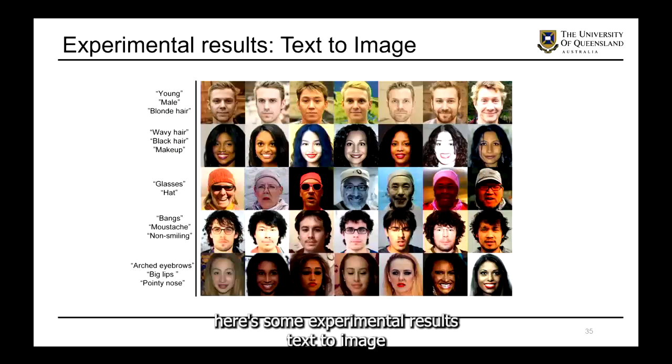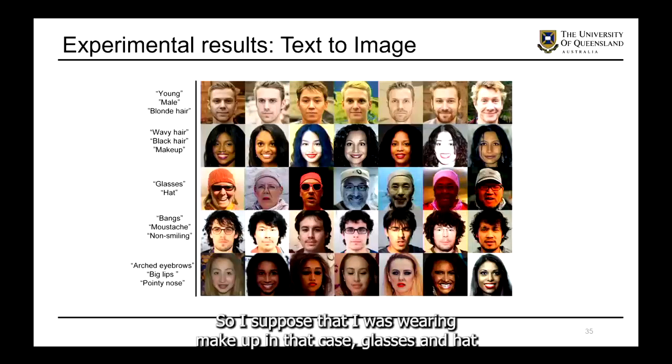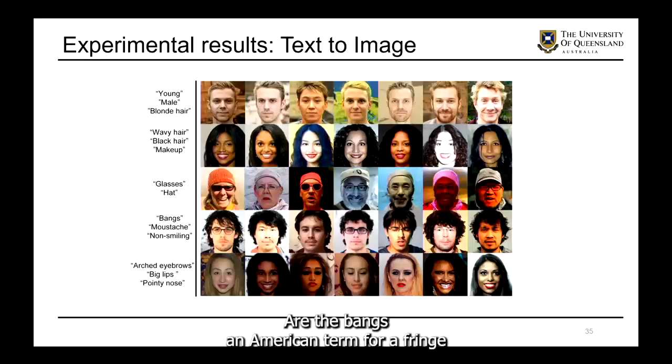Here's some experimental results, text to image. We said here's a young male with blonde hair, and it generates some random samples that sort of match that text. Or wavy black hair with makeup, and it's strangely made lots of women. So I suppose they're the only ones wearing makeup in that case. Glasses and hat, and you've got people wearing a hat and glasses. Bangs. Bangs is an American term for a fringe. It's this particular haircut that a lot of women have.